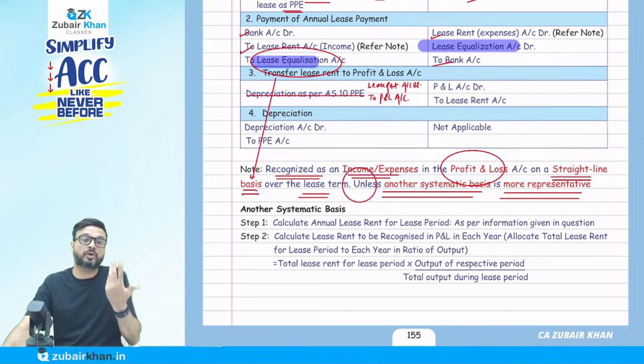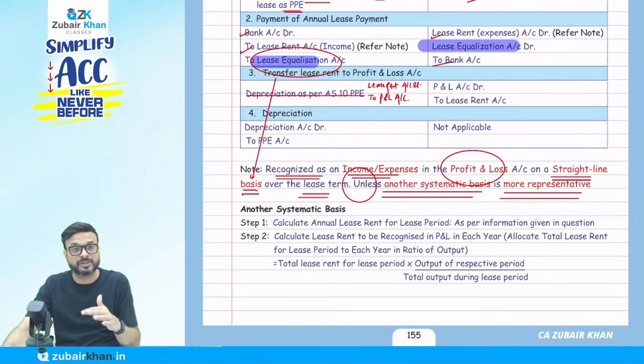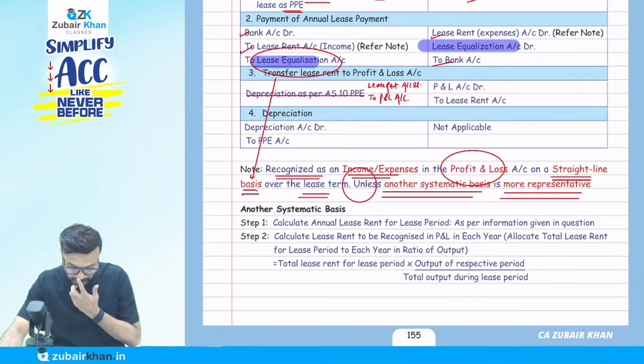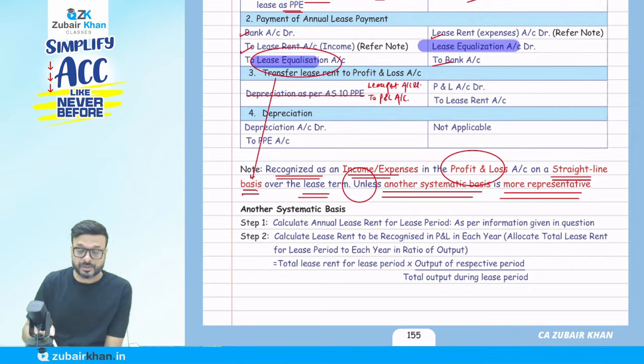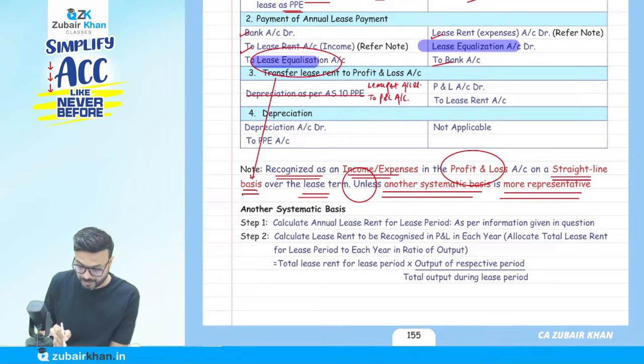Something I have taken on lease, the output is not constant over the period of time. So I may recognize this income and expense in the books in a different way, in a different proportion. Now we'll discuss that. So what is another systematic basis? When they say another systematic basis, generally we are going to recognize that in the books as an income or expense.